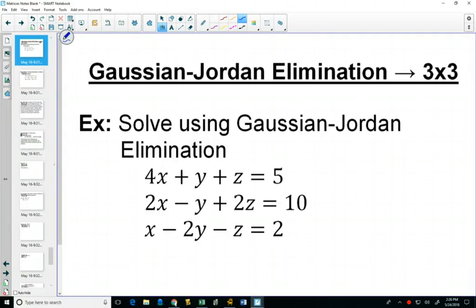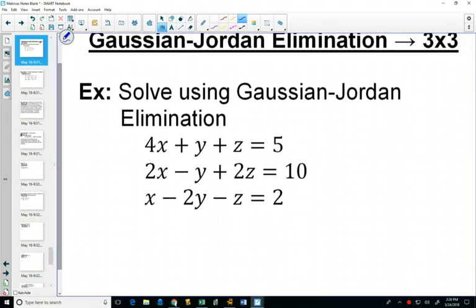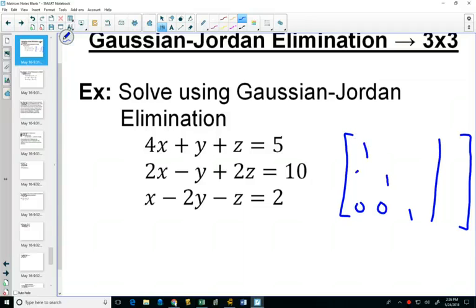So our goal with Gauss-Jordan elimination with a 3x3 augmented matrix is to get an identity matrix here, and then whatever numbers are here will be our solution.